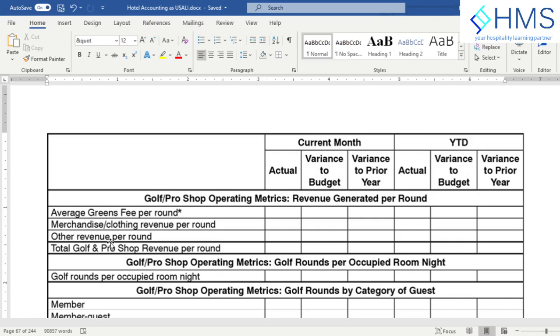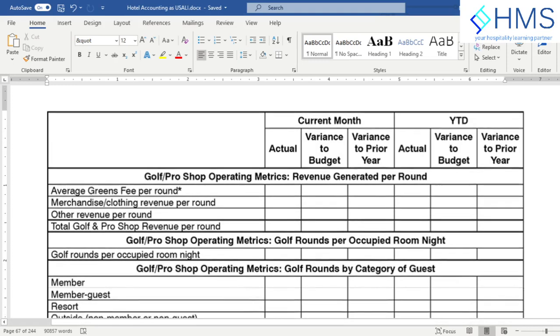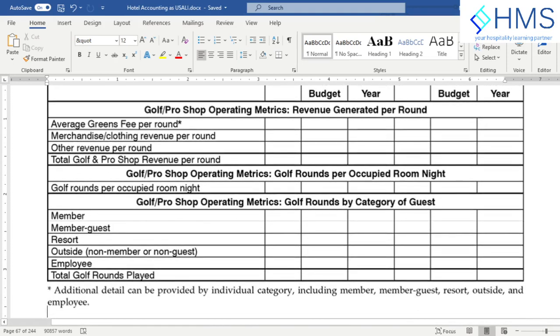Then you can also calculate the golf rounds in total rounds per occupied room night, so that we can see, do we have enough capture ratio, how many guests are staying in the hotel, how many room nights they are staying, and how many rounds are actually being played by the guests. So it helps to understand if our promotional activities, our upselling, or our recommendations and suggestions are working or not. The more rounds the guest plays, the better green fee, and more merchandising revenue and other revenues we get from the guest.